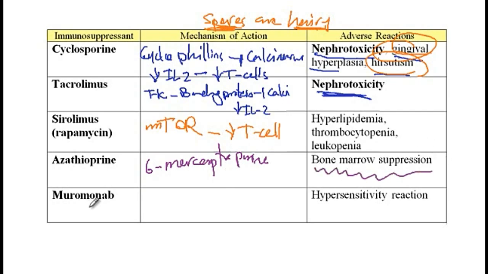And then finally, we have the muromonab, which will bind to the CD3 receptors on the surface of T cells, and thus it would block signal transduction. And muromonab is associated with the hypersensitivity reaction.